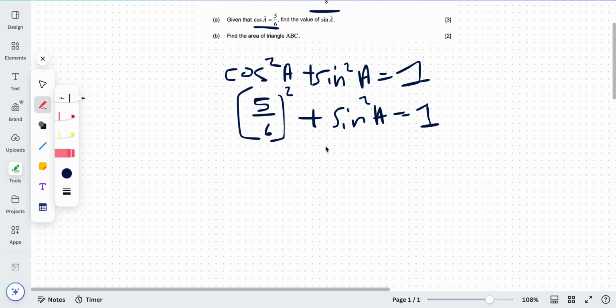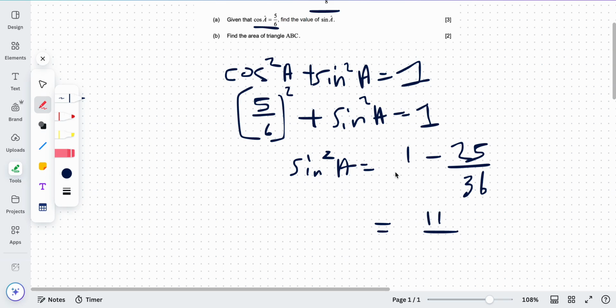Then just to find it for sine A, we can do sine squared A equals 1 minus 25 over 36, which is then 11, because we would change this to 36 minus 25, 11 over the denominator stays. And this is still sine squared A.